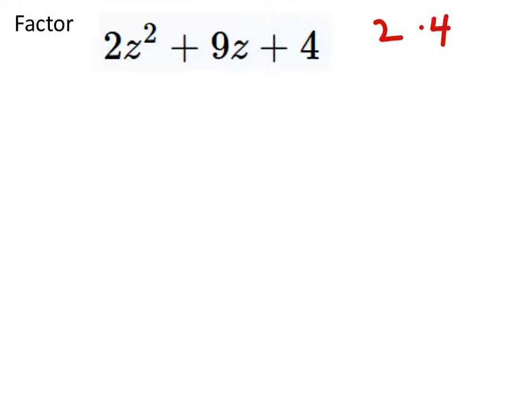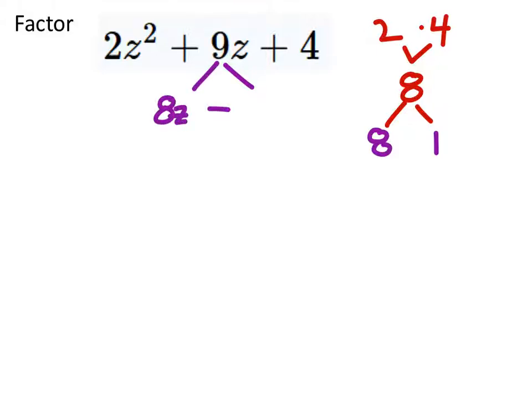So I'm just going to multiply these 2, which would give me 8. So now I need 2 factors of 8 that will add up to 9, which I'm going to use 8 and 1. So I'm splitting up my 9z into 8z and then a positive 1z. And then from here we're just looking at factoring by grouping.